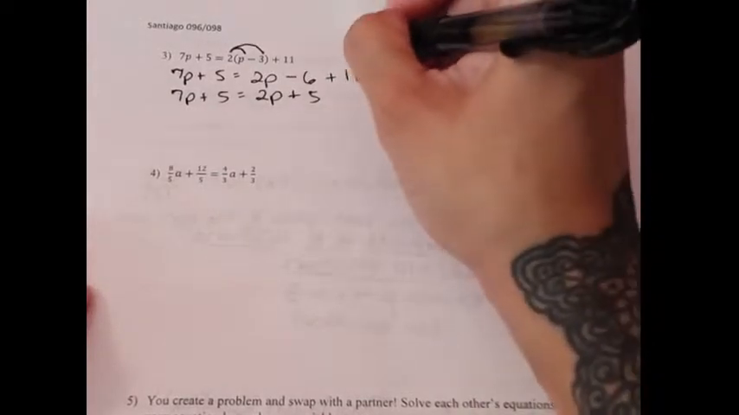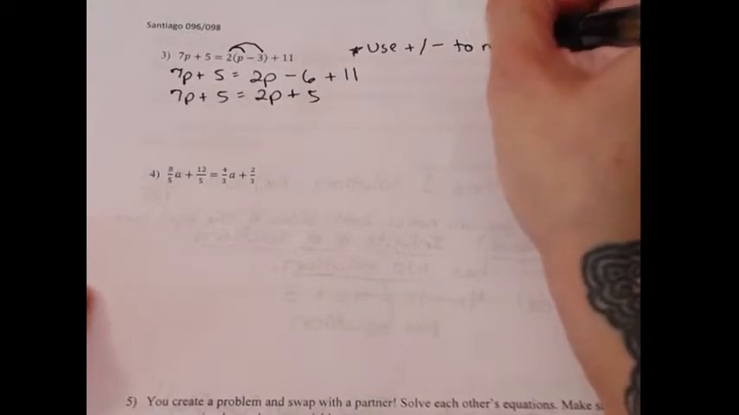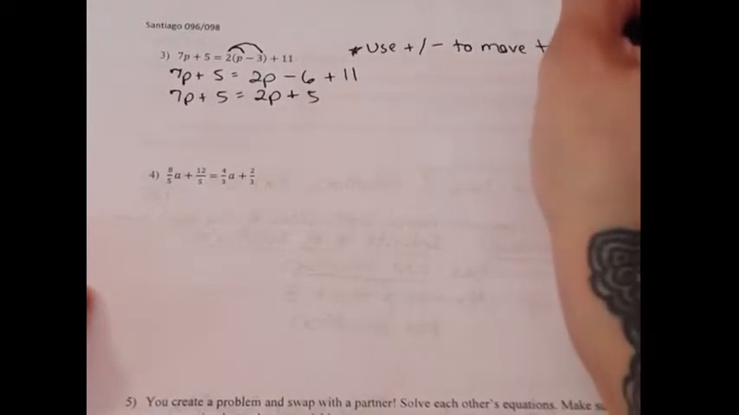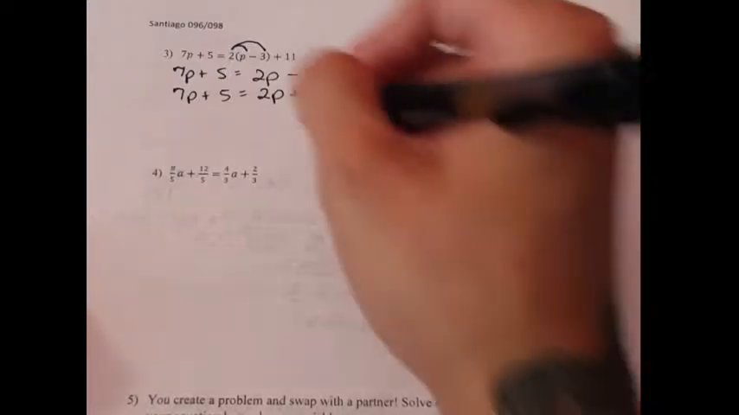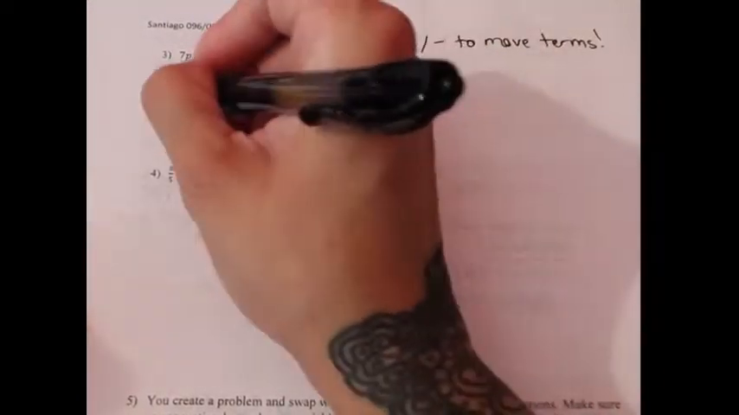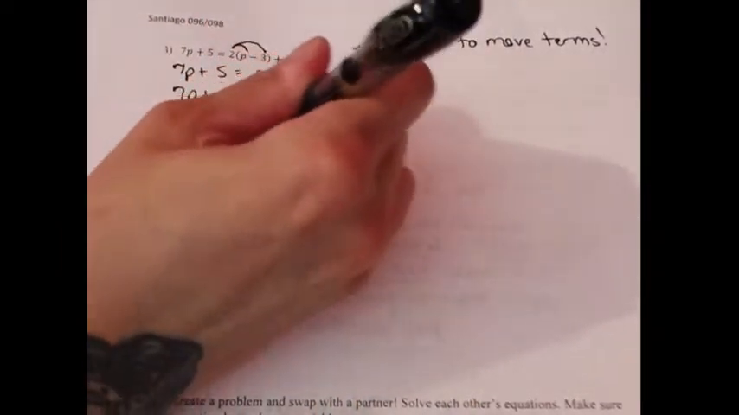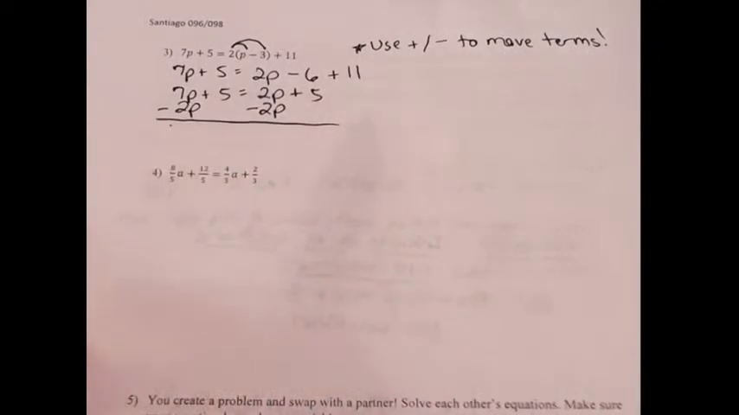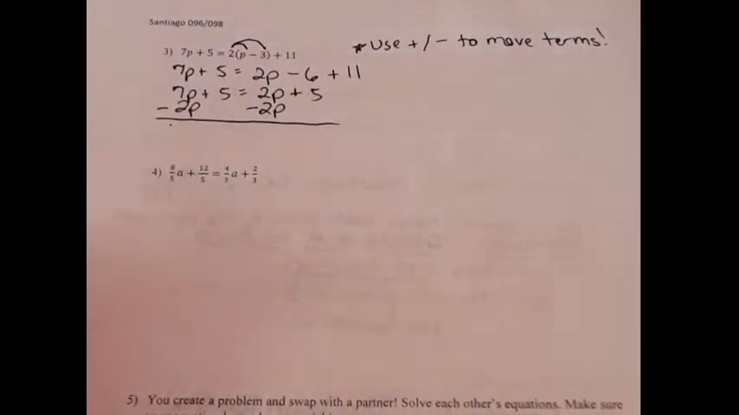I'm going to make a quick note here. Use addition or subtraction to move terms. Okay? Use addition or subtraction to move terms. So we are going to subtract the 2p from the right and bring it over to the left. That's my personal preference. You could have moved the 7p over. The only issue is if we moved the 7p over, we would have had a negative value, and it's not a problem. You can. I just prefer to keep our values positive as much as I can.